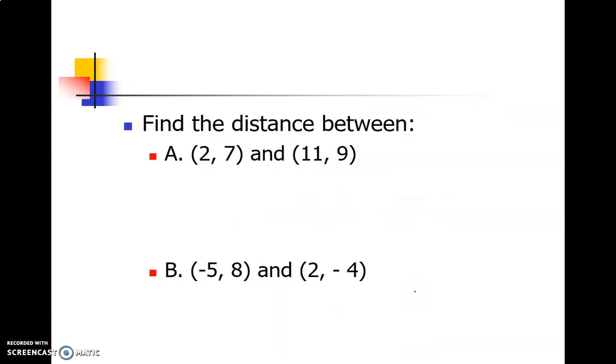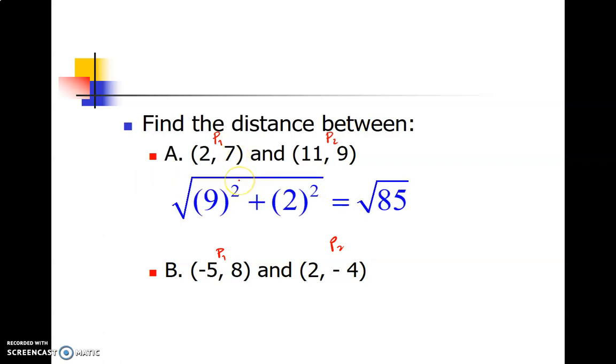Next, try to find the distance between point 1 and point 2. This one is our point 1, and this one is our point 2. Here as well is our point 1 and our point 2. So pause the video first, and then try to solve it by yourself, okay? What will be the answer for A? A is now equal to the square root of 85.